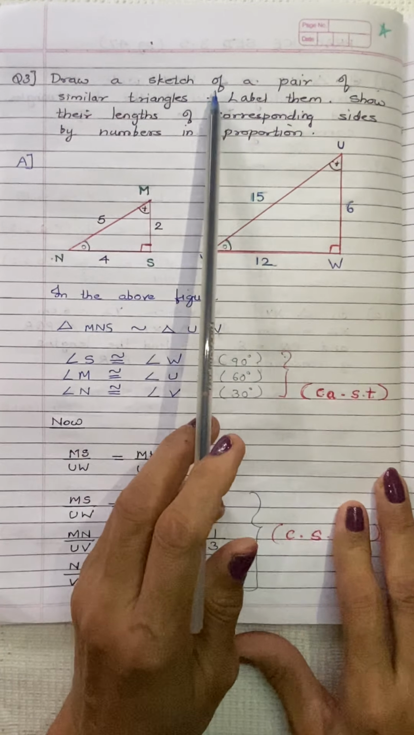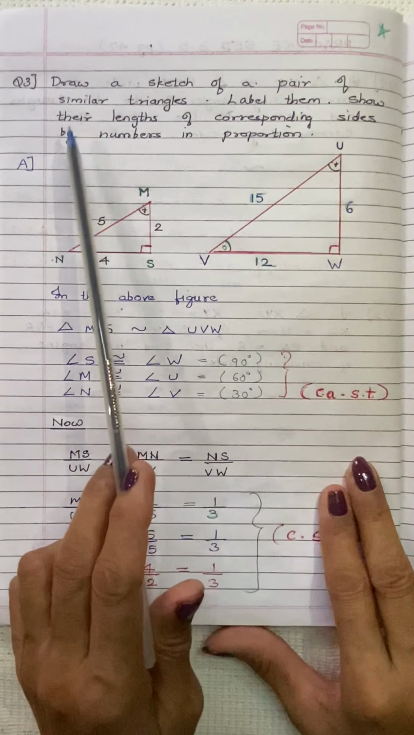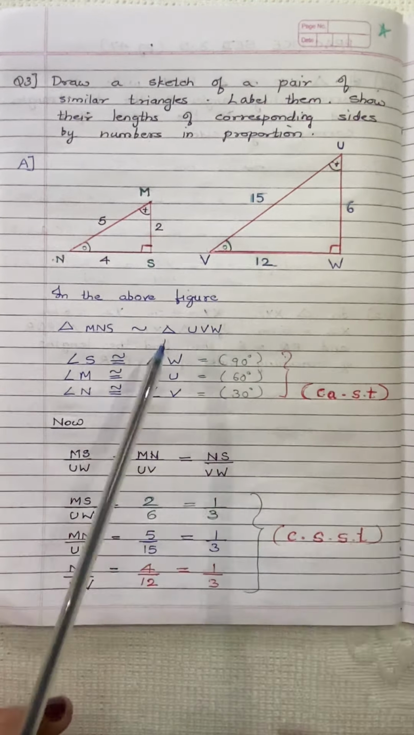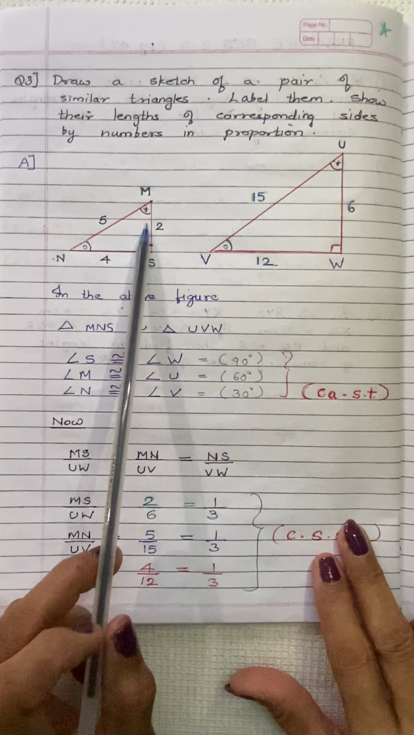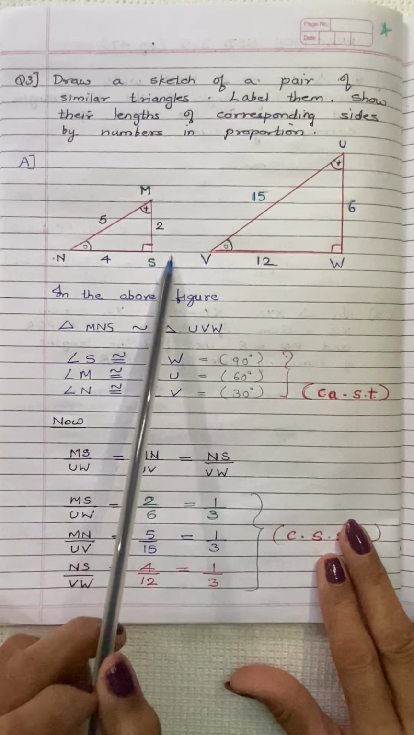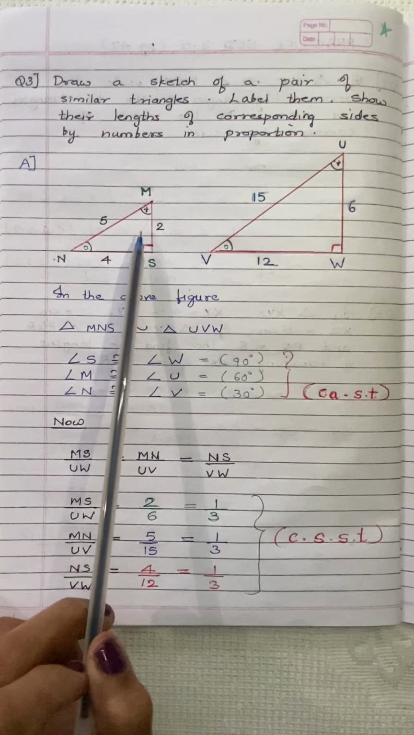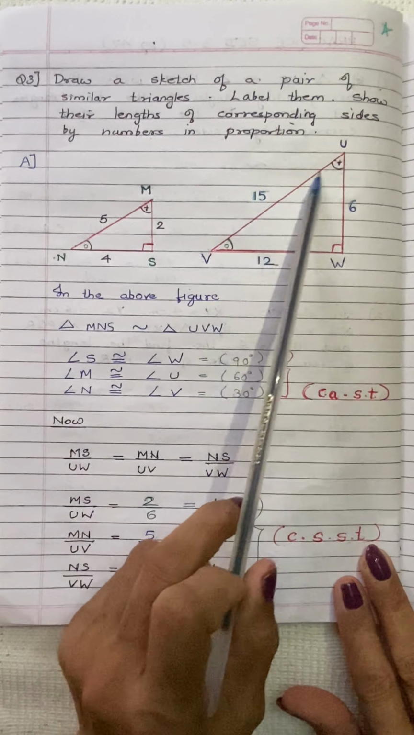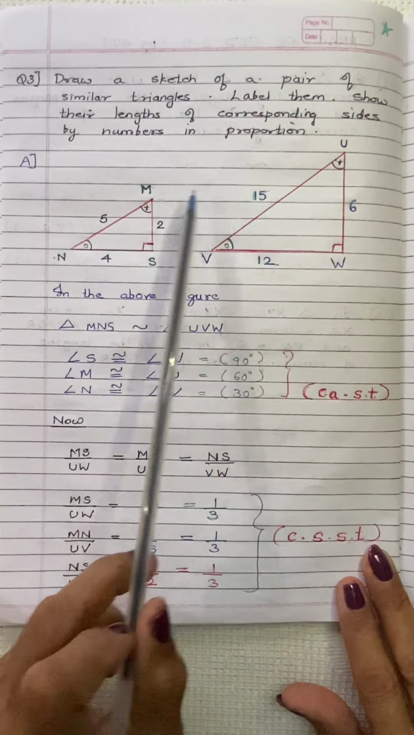Draw a sketch of a pair of similar triangles, label them, show their length of corresponding sides by numbers in proportion. So now we have to draw a sketch. Okay, two similar triangles. Any triangles you can draw, but see that we have to show the equal measures, and the corresponding sides should have similar ratios or equal ratios.